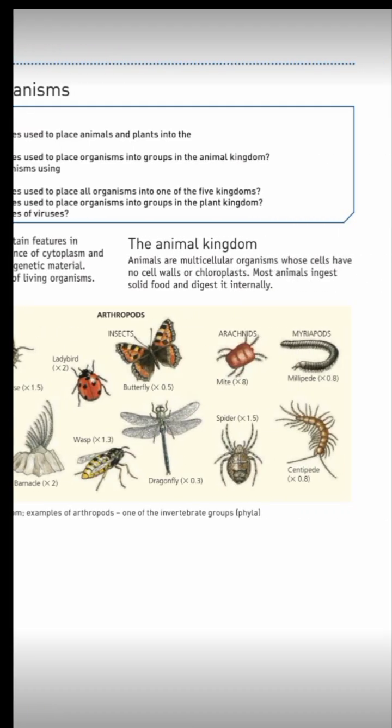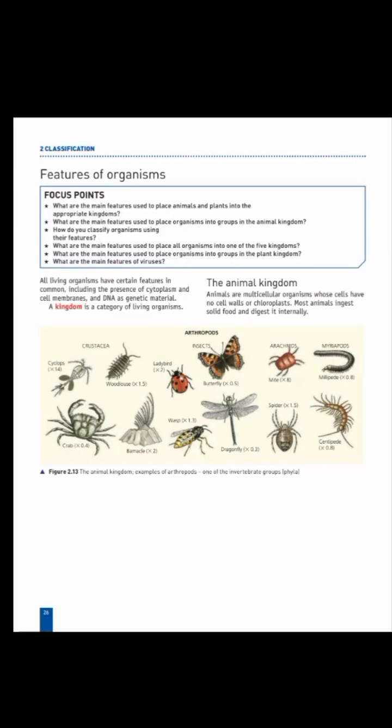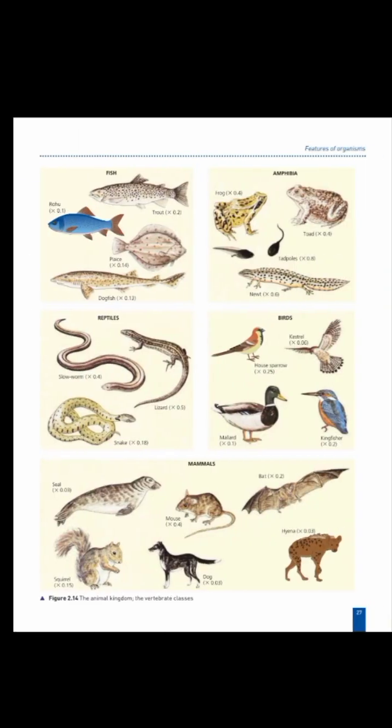Now we move toward the animal kingdom. Firstly, we discuss the general features of the animal kingdom. Animals are multicellular organisms. They don't have a cell wall and they don't have chloroplasts, so they don't do photosynthesis. Most animals feed by ingesting solid foods, and digestion takes place internally in their body. These are the general features of the animal kingdom.